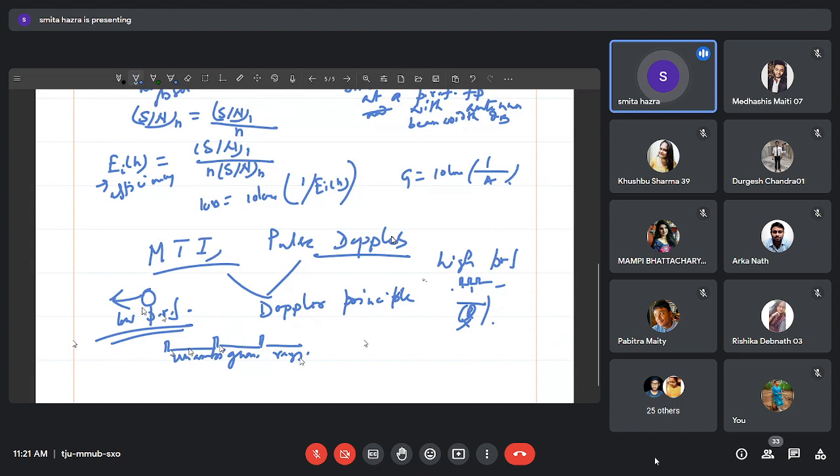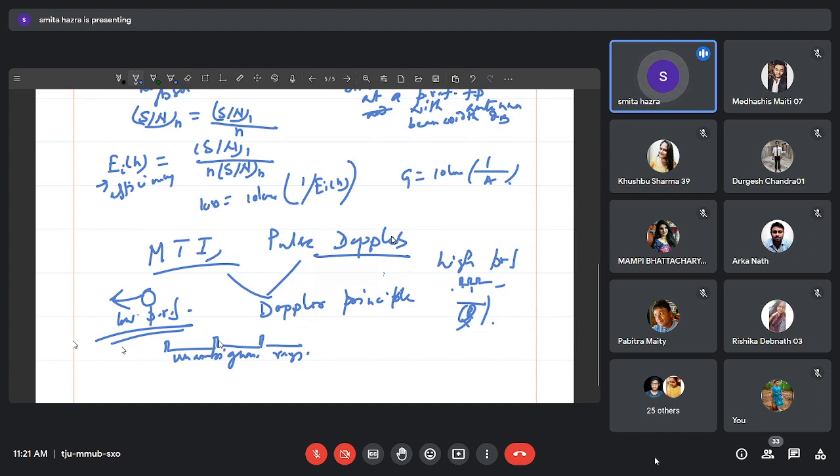But what will be useful there? The Doppler effect. That means when the object is moving, at what velocity it is moving, that dynamic feature of the object, that factor can be extracted very nicely if we use the high PRF. Okay, so these are the two basic classifications between the MTI radar and the pulse Doppler radar.